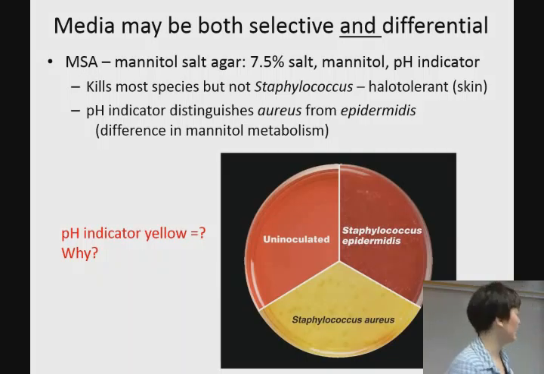So an organism that can grow on MSA, like Staphylococcus epidermidis, which is halotolerant, so it's going to survive, and its friend, Staphylococcus aureus, which is also halotolerant, this guy turns the media yellow, this guy leaves it red, so which one of them can ferment mannitol? Yeah, if the media turns yellow, that's because this guy is taking the mannitol, fermenting it, producing acid. The acid gets secreted into the medium, it diffuses out, and the pH indicator changes color.